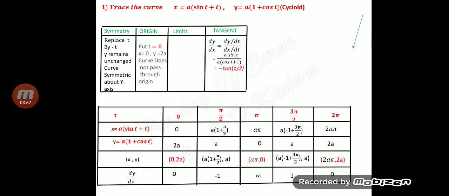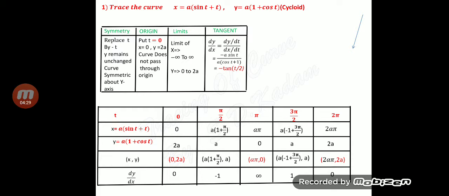Now write down your observations. At t = 0, what happened? x = 0, y = 2a. The curve does not pass through the origin. Next, limits of x. Generally, x varies from 0 to 2aπ, that means for t from 0 to 2π. If we consider the negative side, that is 0 to minus 2π, it varies from 0 to minus 2aπ. Therefore it varies on the plus side up to infinity.